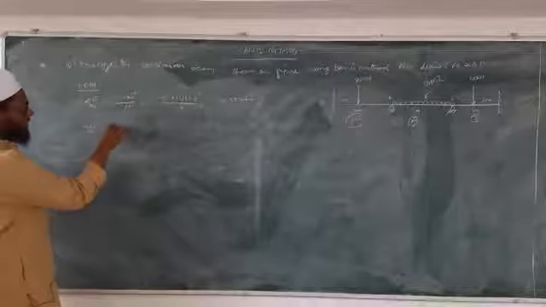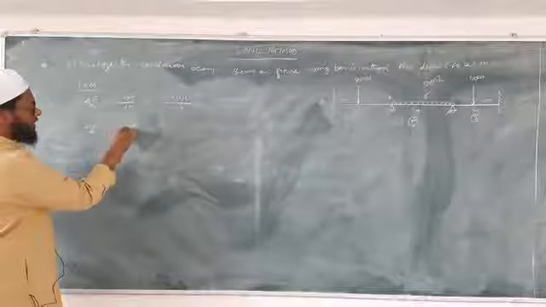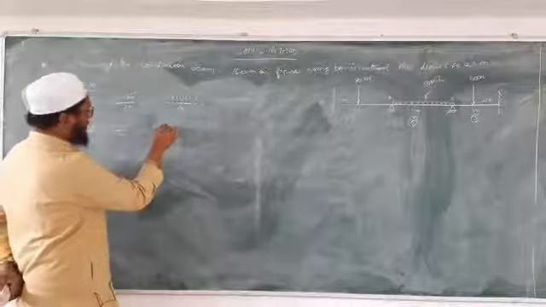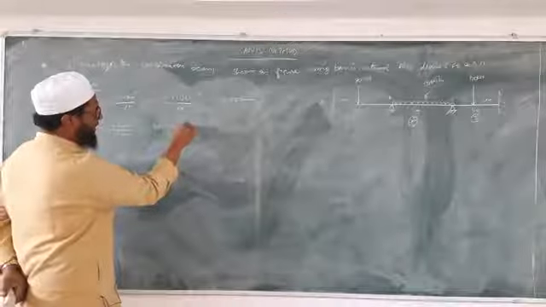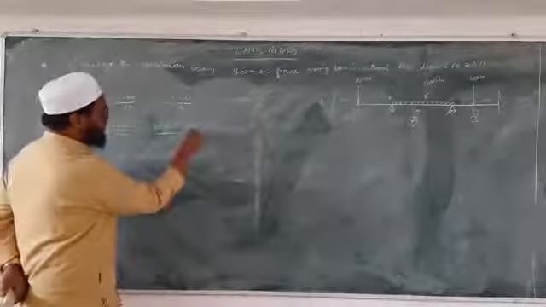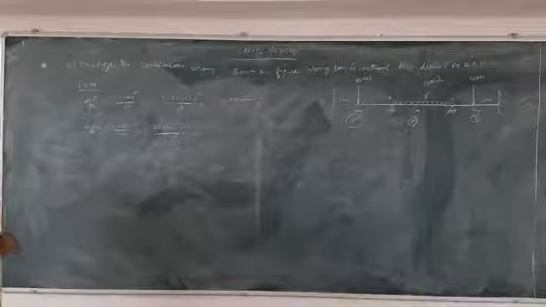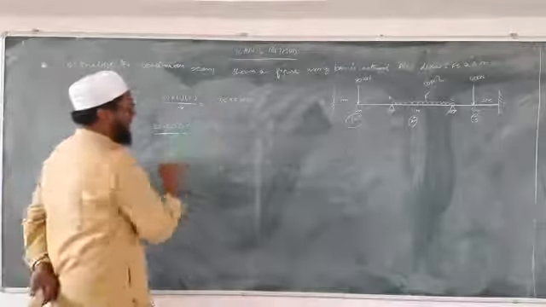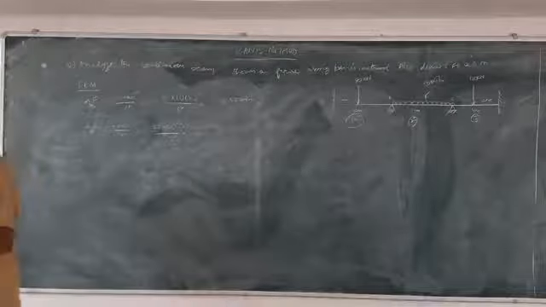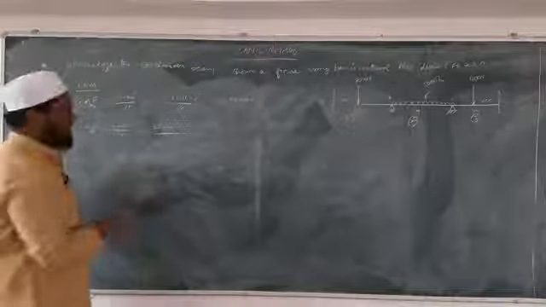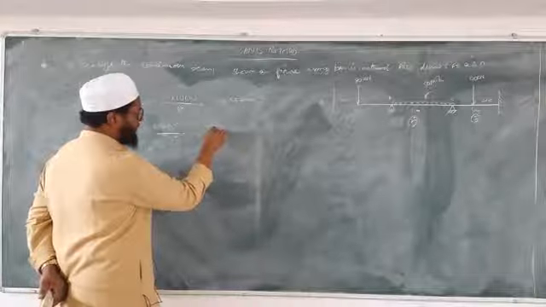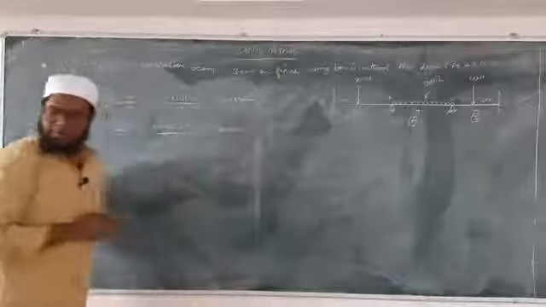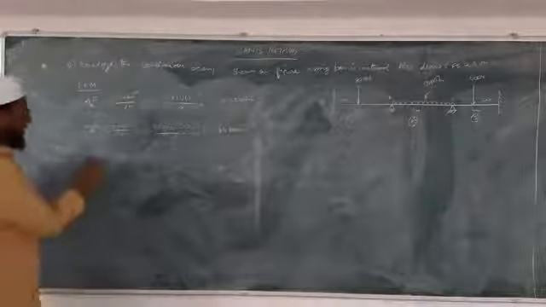Similarly, MFBA is equal to plus Wa square b by L square is equal to 80 into 1 square into 2 whole divided by 3 square. Tell me this value. 160 divided by 9, 17.7. 17.77 kilonewton meter.